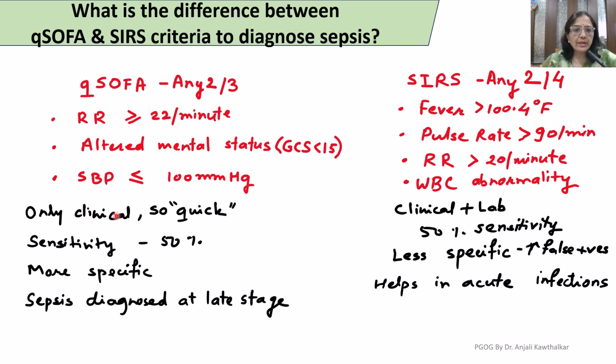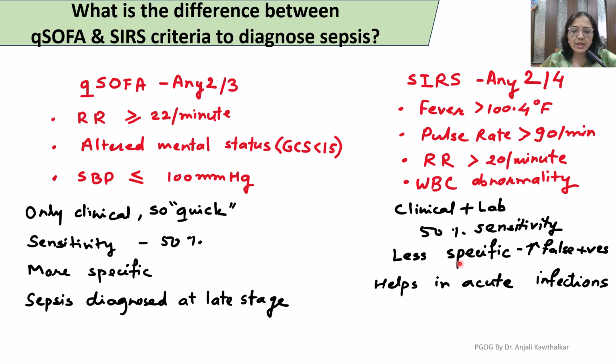Q-SOFA is only clinical, so it is quick, whereas SIRS needs especially a complete blood count, and we need the WBC count to diagnose the presence of sepsis as per SIRS criteria. The sensitivity of both of these is around 50%, but Q-SOFA is more specific, whereas SIRS is less specific.